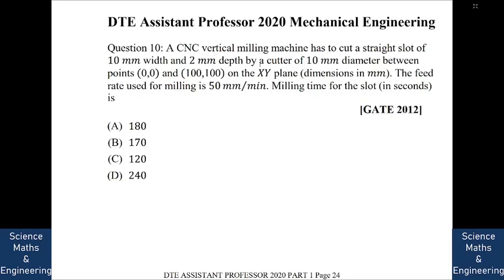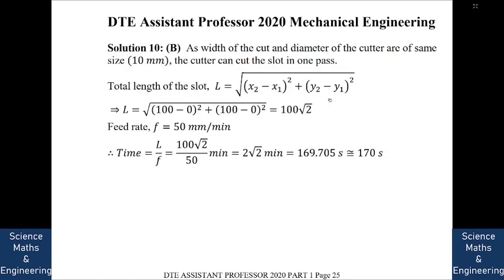So next, a CNC vertical milling machine has to cut a straight slot of 10 millimeter width and 2 millimeter depth by a cutter of 10 millimeter diameter between the points 0, 0 and 100, 100 on the XY plane. Now these dimensions are in millimeter. The feed rate used for milling is 50 millimeter per minute. So the milling time for the slot is? So the answer is, see, now the width of the cut and the diameter of the cutter are the same. So the cutter can just cut the slot in one pass.